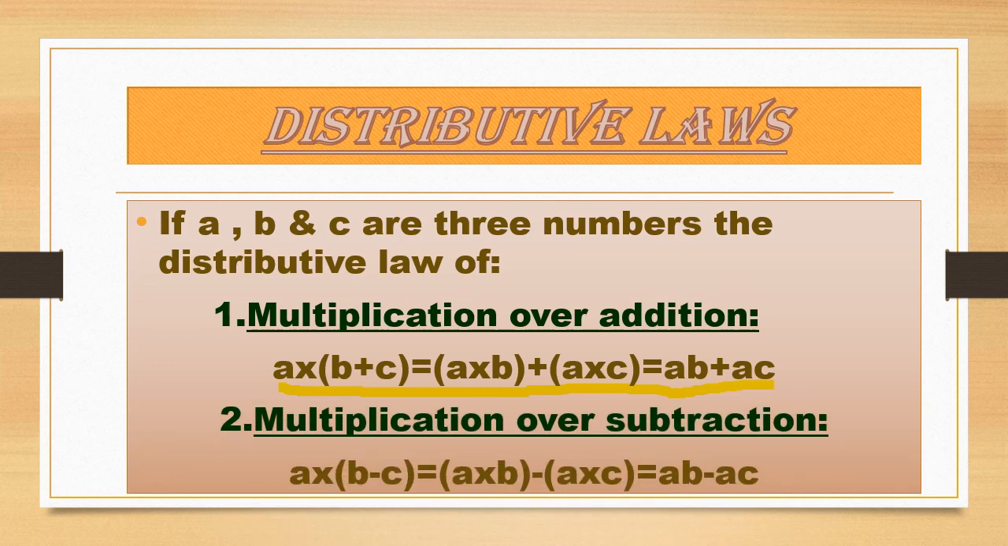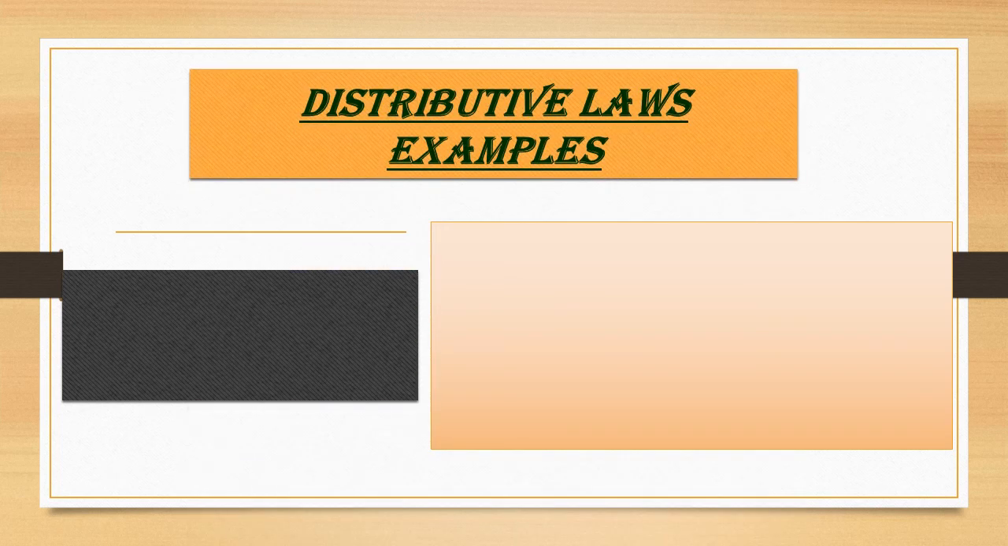And multiplication over subtraction is A multiplied by, in bracket, B minus C, is equal to A multiplied by B in bracket, then place a minus sign, then A multiplied by C in bracket, which is equal to AB minus AC. Consider the following example in the distributive law.